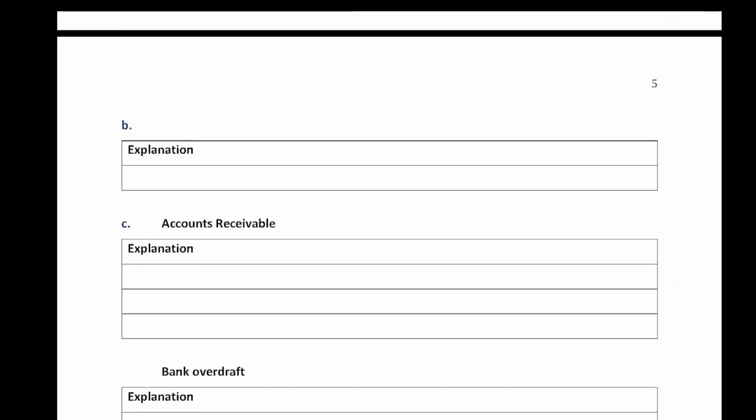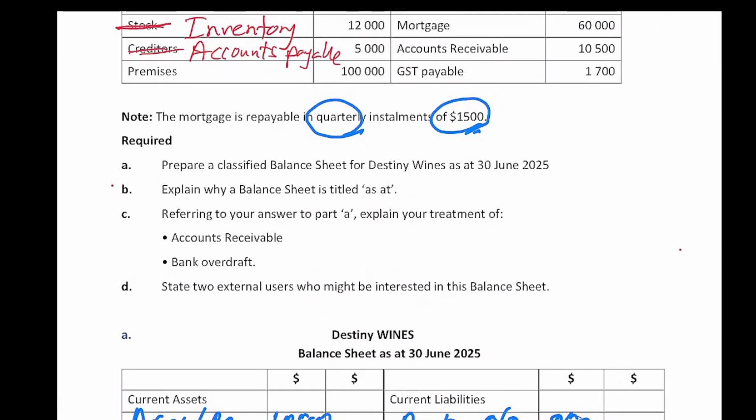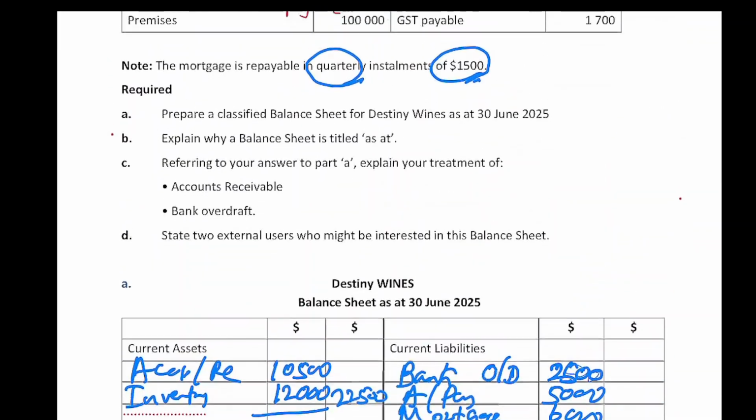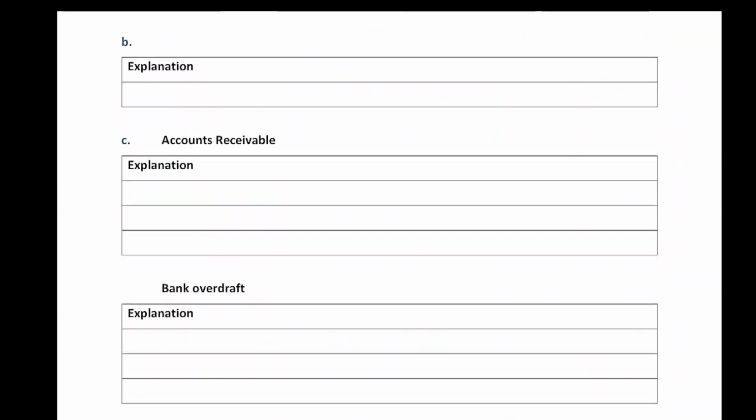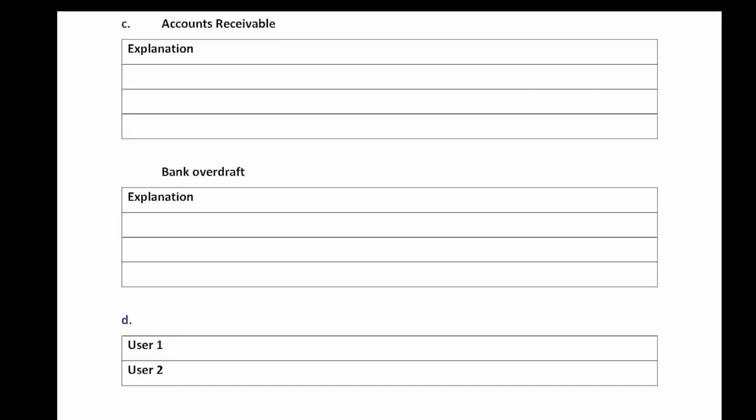Okay. Shall I tell you the answer or you guys are okay? Shall I tell you the answer? Take down. Accounts receivable. Okay, we have to give the treatment. Accounts receivable are treated as. How did we treat it as? Current asset. Very good, right?